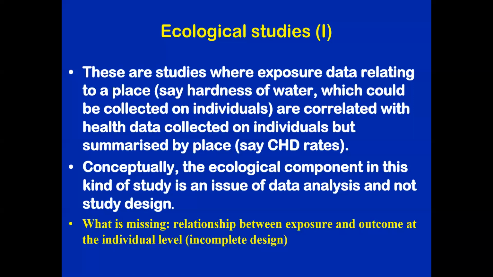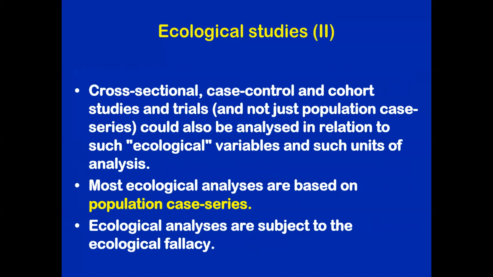So we are not comparing the actual people, but we are looking at the numbers at community level, where we have consolidated data as opposed to individual data. And this is very important, the last statement: what is missing is the relationship between exposure and outcome at individual level.